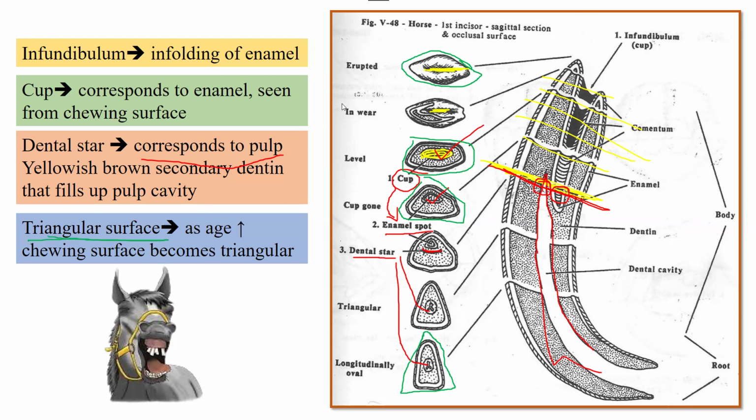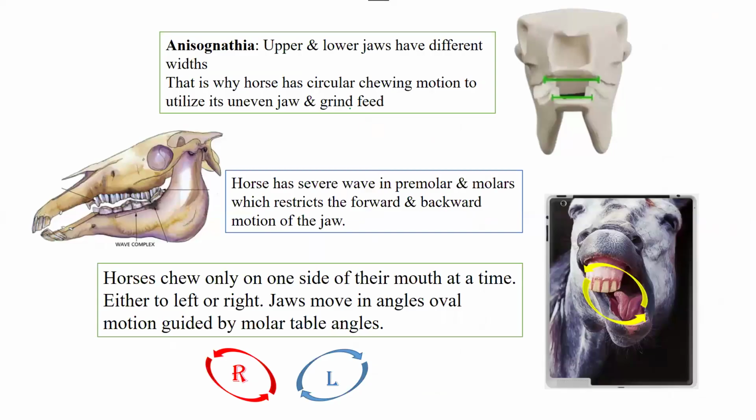So next, we have some other terms. Here the first one is anisognathia. That is a property of equine dental anatomy. Anisognathia means that the upper and lower jaws have different widths. You can see this is the skull of a horse, and you can see the marked width difference between the upper and lower jaw. So this property is called anisognathia.